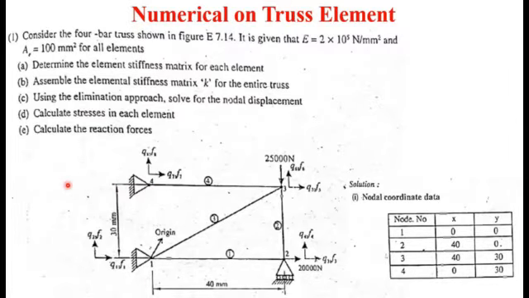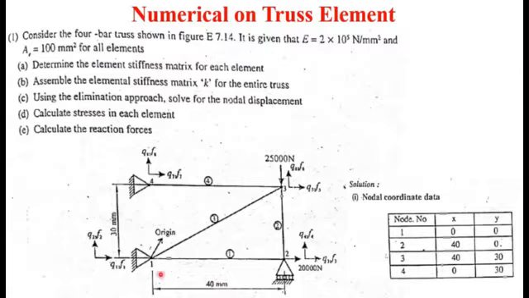So these are the given things, and the truss figure is given here. First of all we will give numbering to these elements. We will consider this the first element, this the second element, this the third element, and this the fourth and final element. This is node number 1, node number 2, node number 3, and node number 4.